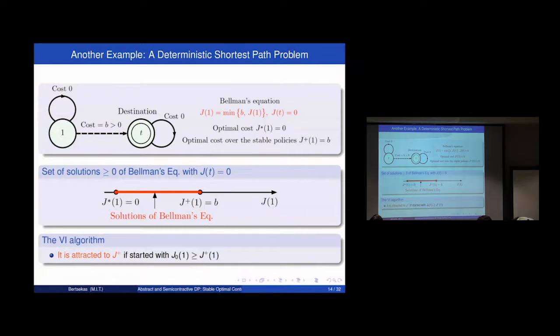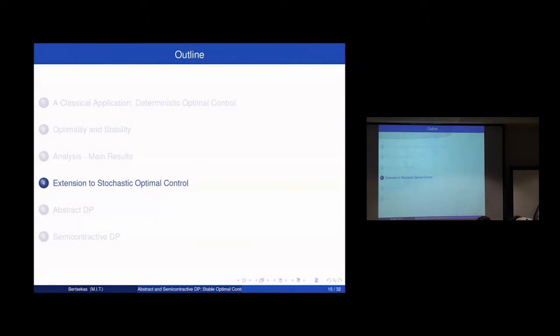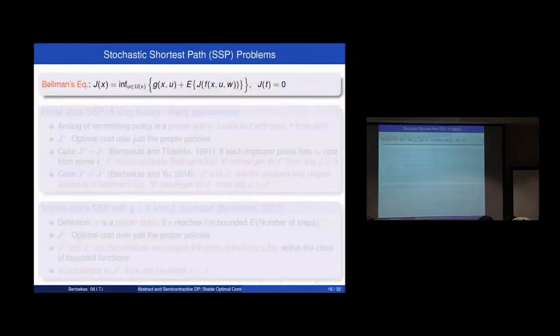Okay, so that's the summary of the theory for deterministic problems. And now let's talk about stochastic problems. I have one slide for this. Here, Bellman's equation involves an expectation. The system function also involves a stochastic disturbance W. So the next state depends on the current state, the control, and the stochastic disturbance. And Bellman's equation is what you see here. Again, it expresses the principle of optimality.